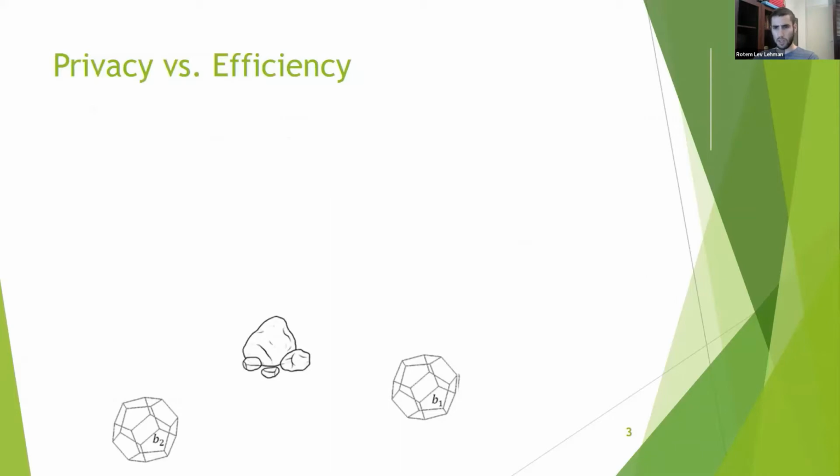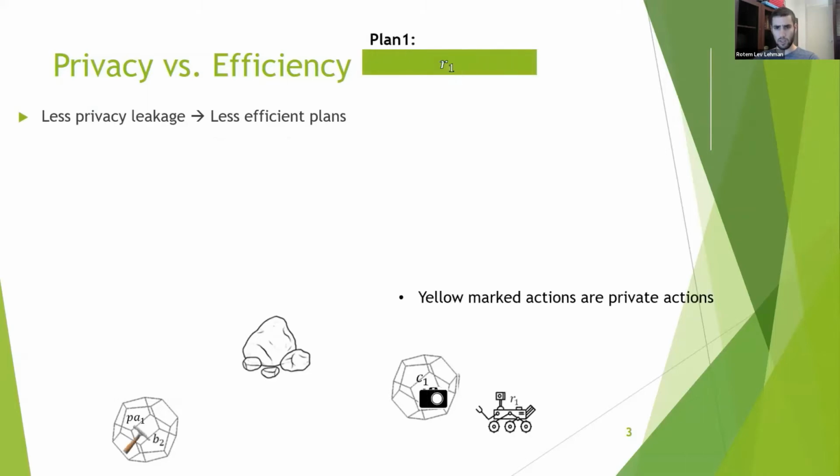There is a well-known trade-off between privacy and efficiency in privacy-preserving planning. If you reveal less privacy in the planning process, you will result with less efficient plans. For instance, in the following plan, we'll show that R1 needs to do all of the work alone because R2 does not reveal any private information. So let's see the plan.